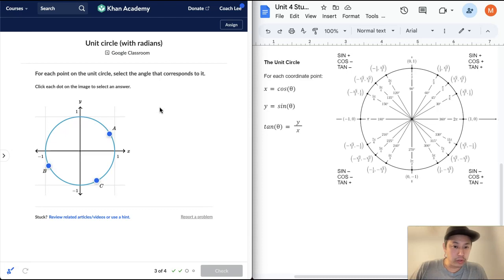Okay, for each point in the circle, select the angle that corresponds. So this is good fraction practice, right? So which of these is closest? The only radian measure that's less than 1 pi is this one, right? This is over 1 pi, over 1 pi, over 1 pi. And pi over 6 is actually also a default angle in the unit circle, so it's right here. So A should be pi over 6.